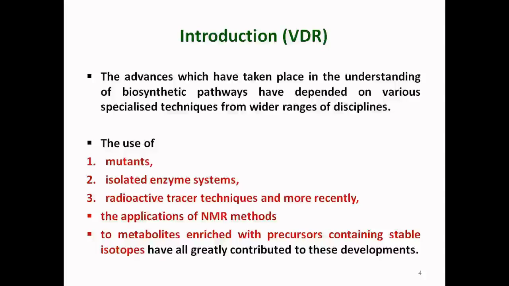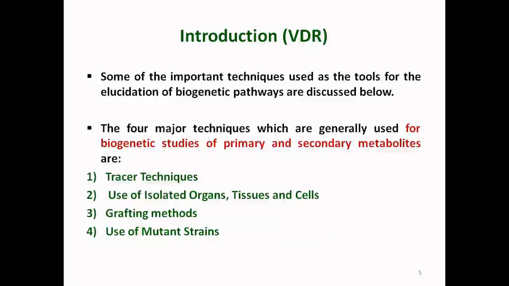it is one of the highly sophisticated spectroscopic methods wherein you can identify how many carbons or how many protons are present in the given sample. So over here, I'm going to take a precursor, and that particular precursor is going to be labeled with the isotope. So how many protons and how many carbons are present can be identified with the help of NMR. Some of the important techniques are used as the tools for the elucidation of biogenetic pathway.